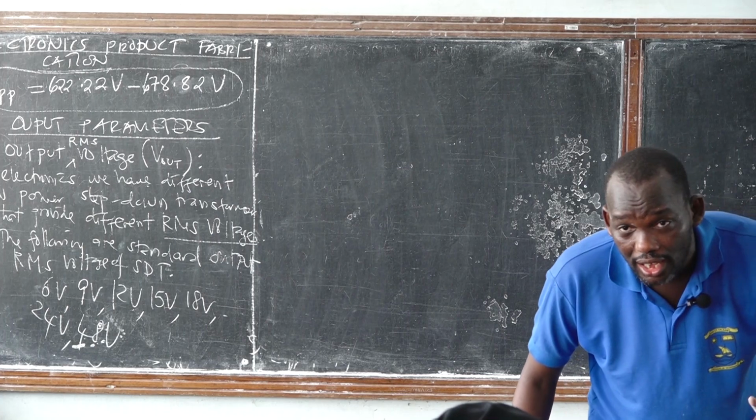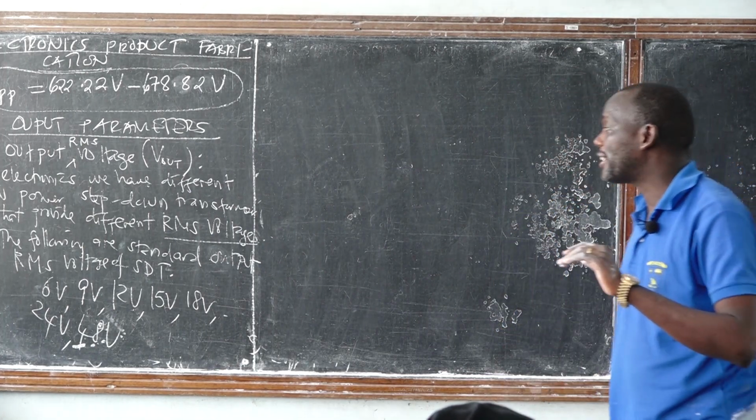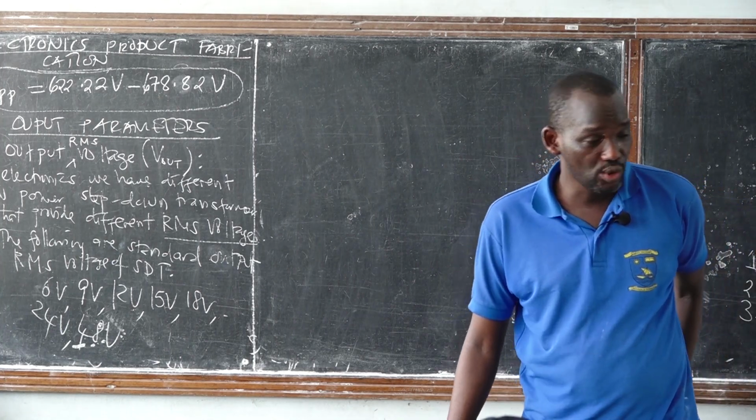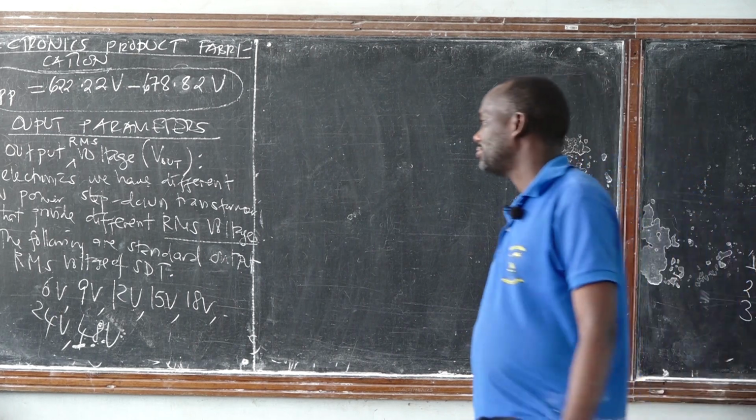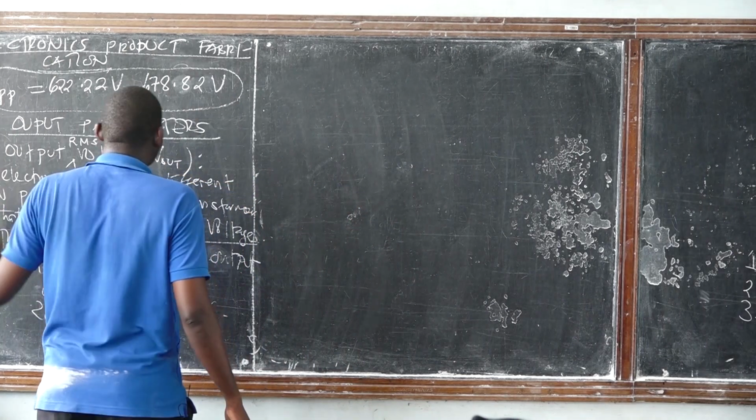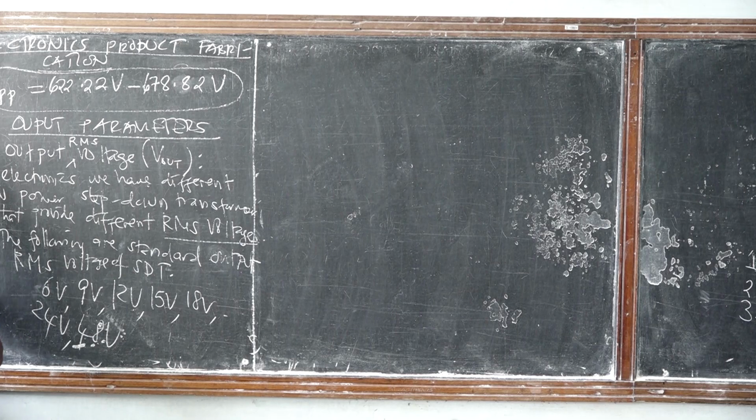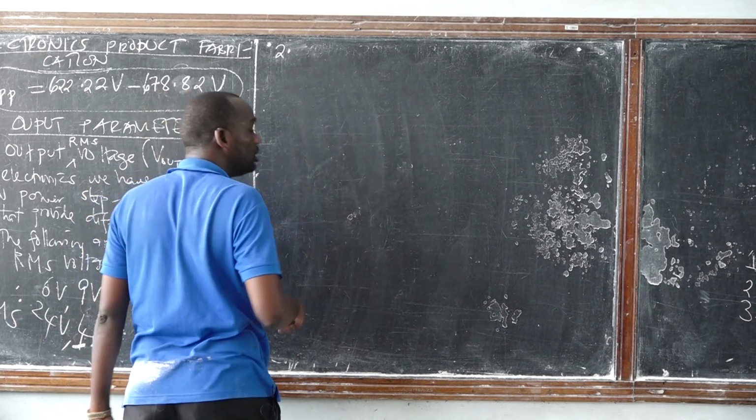Are we together? So you cannot find a transformer that can give you 10 volt. It's not there, unless you design yours. It's acceptable. So this is the first one. It means that these are some of the output root mean square voltage. Then the second parameter is what?